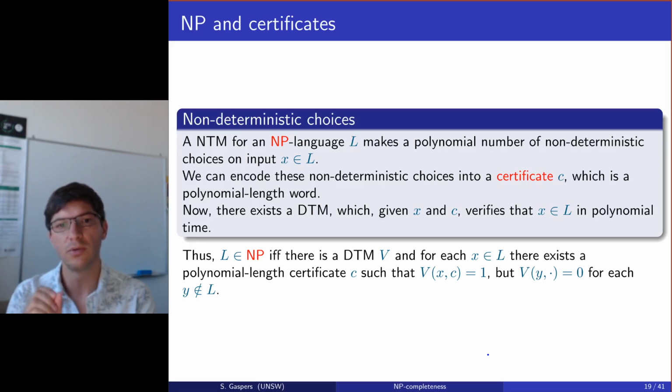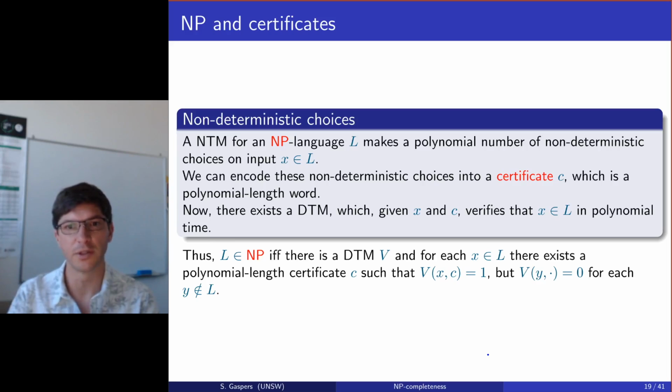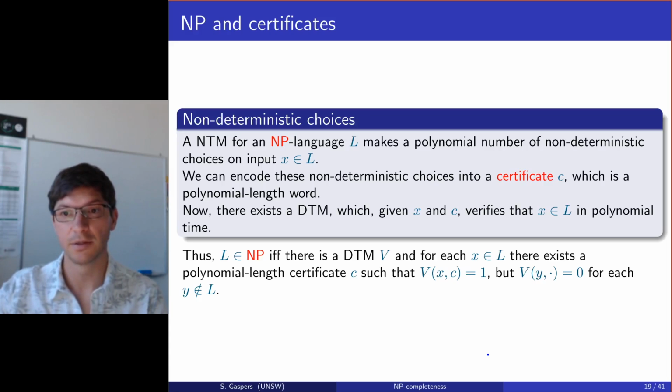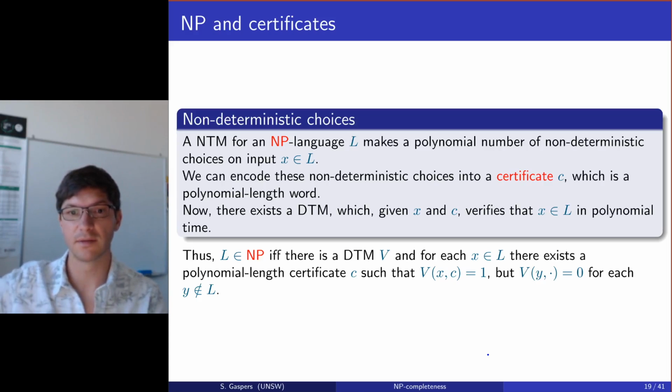What if we knew this guess, the guess that the non-deterministic Turing machine makes? If the non-deterministic Turing machine has several options, and we know what guess it makes each time, then we know everything, right? So then we know everything, and we can then check whether these guesses lead to an accepting state in polynomial time.